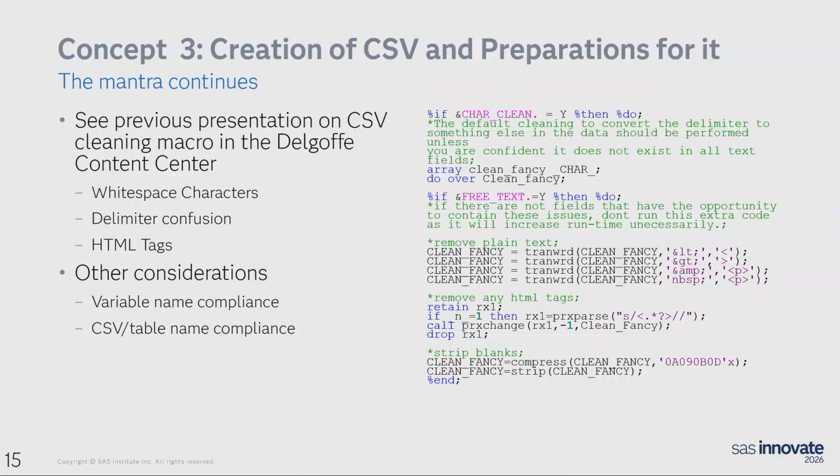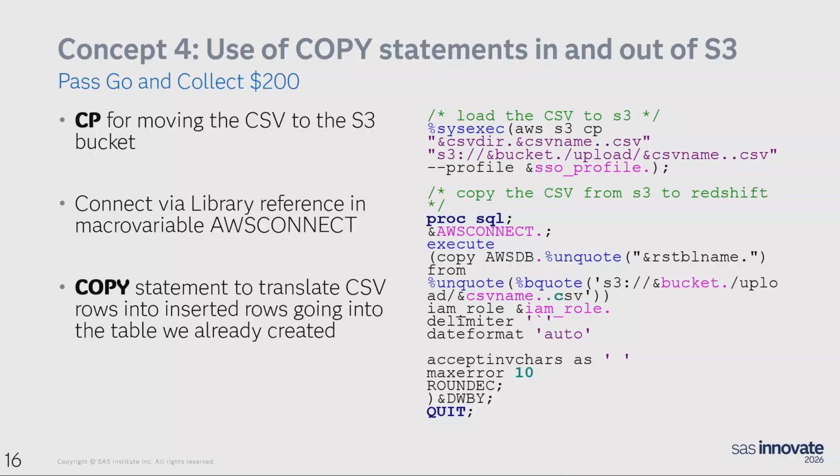Next, we can copy this file through the S3 bucket into Redshift. The code here has a lot of macro variables that resolve to control and authorize the movement of data. First, we're designating the location and the name of the CSV we created, and then using a system command to tell SAS to copy it to a designated S3 bucket and retain the same naming. We use our profile credentials to authorize that conversation.